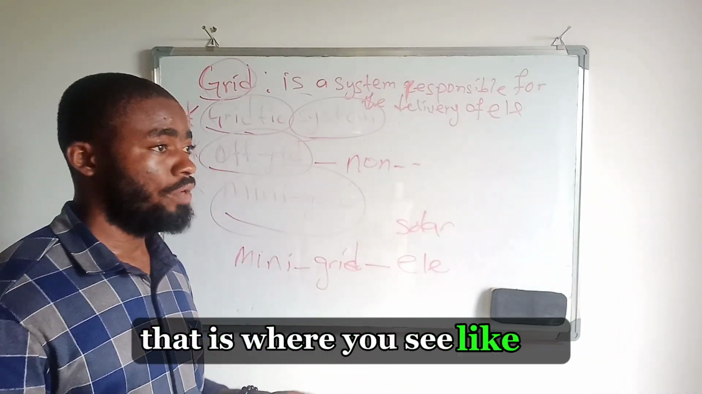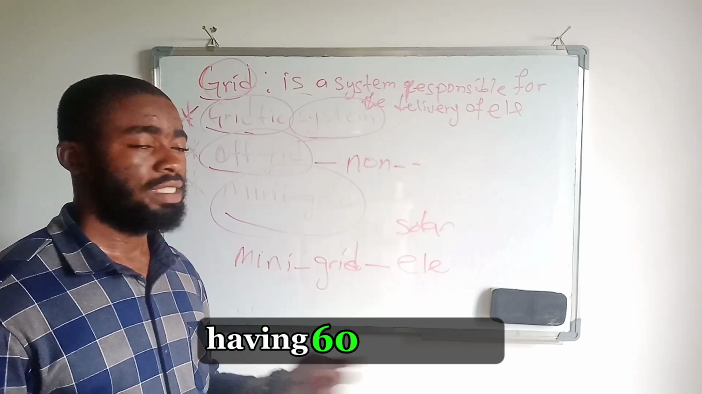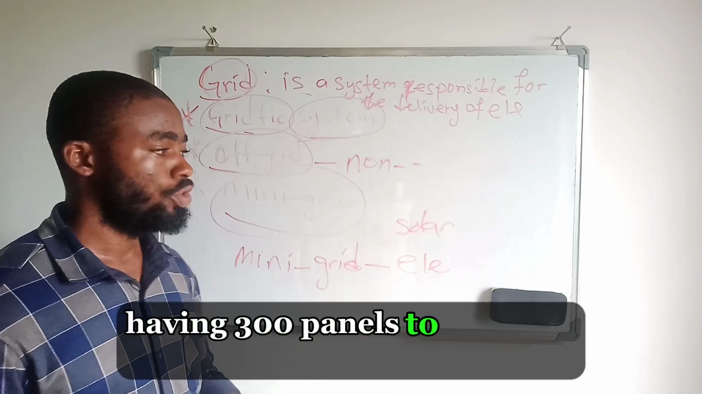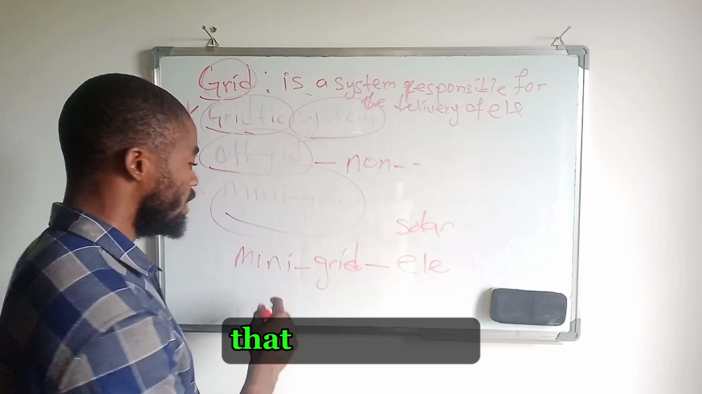That is where you see, like, a 50 kVA inverter having 60 batteries and 300 panels to supply a community. That is mini grid.